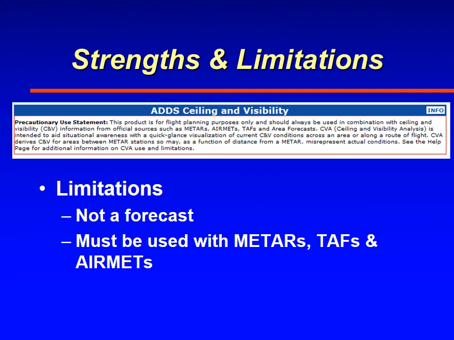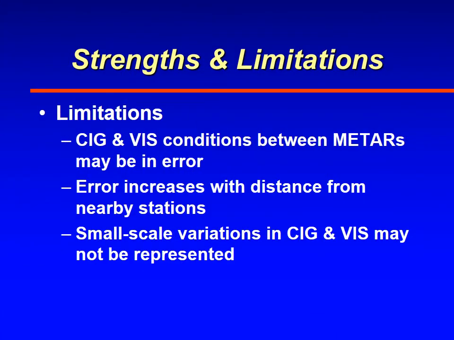The problem is this is not a forecast. So if you want to see what's going to happen in the future, you have to break out your TAFs and also AIRMETs. And then also remember that this is an estimate in between reporting stations. So the ceiling and visibility in between reporting stations, in between METARs, may be in error. And of course, if you have great distances between stations, then there could be large variations in ceiling and or visibility in between those reporting stations.